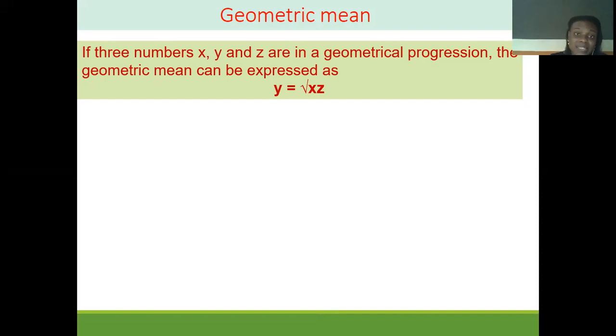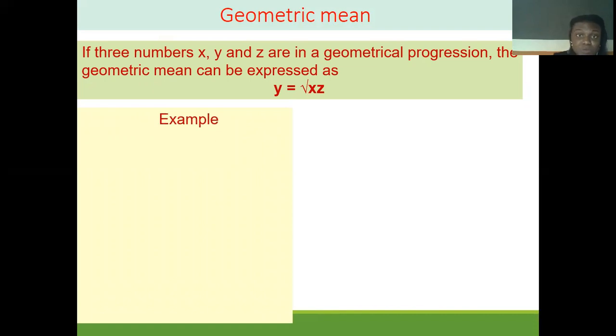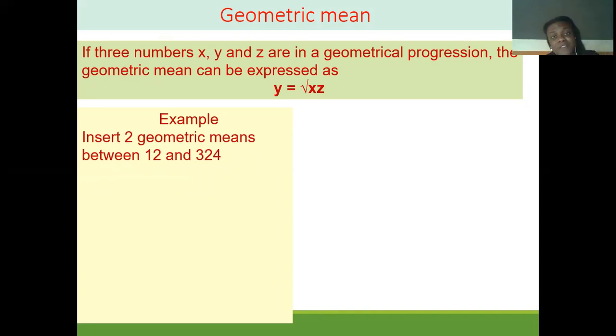So let's just look at something that might not necessarily use the formula, but let's see how to insert geometric means. Insert two geometric means between 12 and 324. Remember that they must be in a geometrical progression when you insert them. So let's just pick two numbers. If you insert two geometric means, it means 12 is the first term and 324 will be the fourth term, since there are going to be 4 terms altogether.